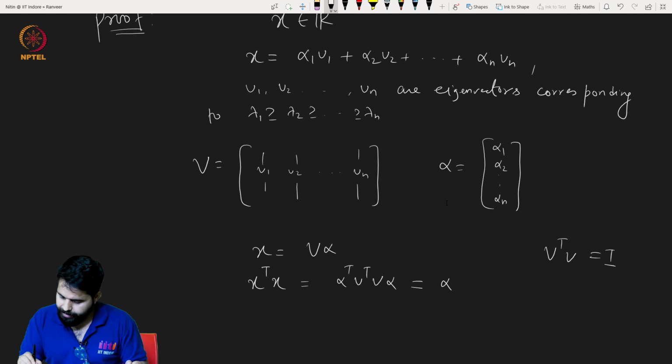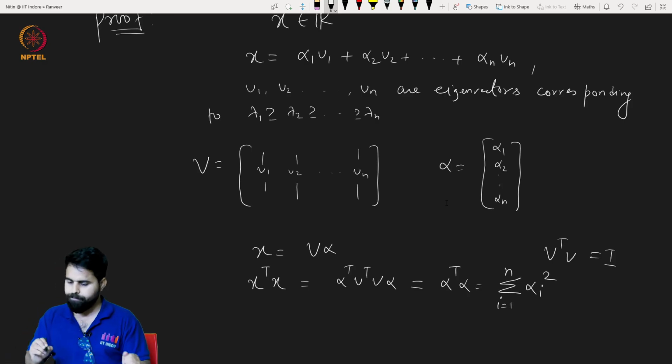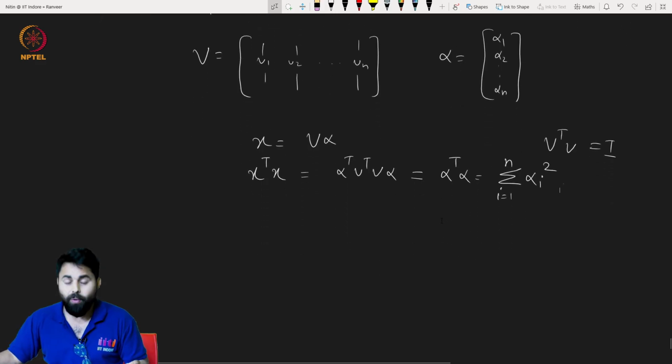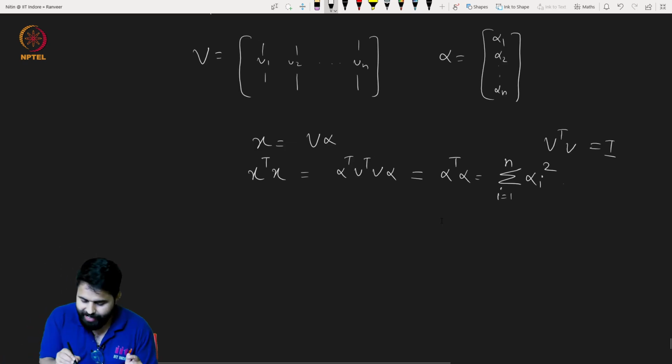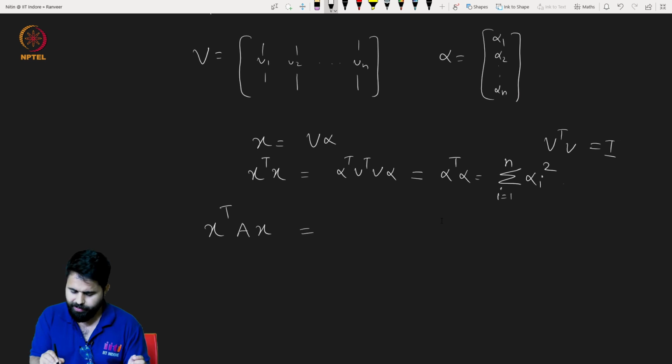So this will indeed give alpha transpose alpha, which is nothing but the sum of these coefficients alpha i squared, i equal to 1 to n. Very simple. Now the next thing is, what will be x transpose Ax? If I write it in the same way, this will be (V alpha) transpose A (V alpha), that is alpha transpose V transpose A V alpha.